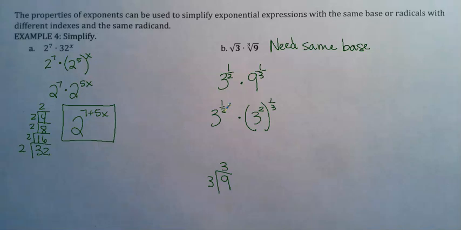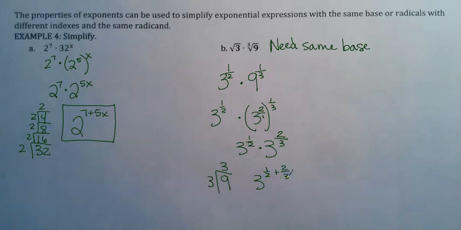Just like we did here, we did the power to the power. We're going to do the same thing here. So this is going to be 3 to the 1/2 times 3 to the 2 times 1/3. We do 2 times 1 is 2, and if we write this as a fraction, 1 times 3 is 3. Awesome, so now we have 3 to the 1/2 power times 3 to the 2/3 power. Now that we have the same base of 3 and they're being multiplied, we're going to add the exponents. So we're going to have 3 to the 1/2 plus 2/3 power.